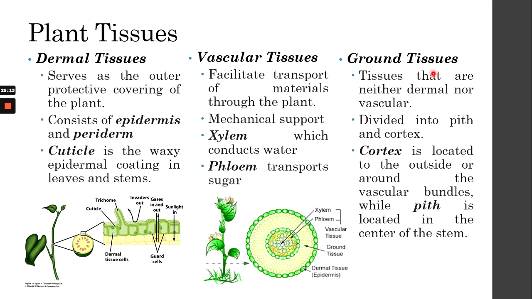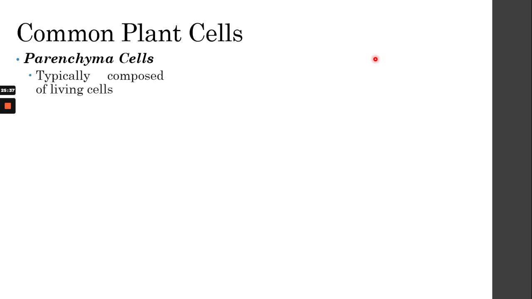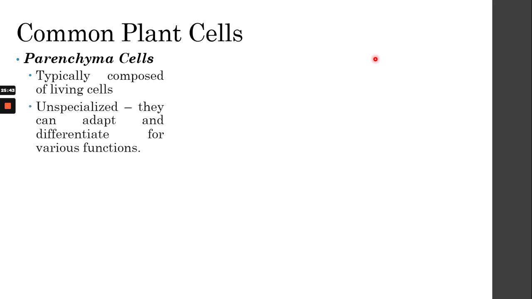Now let's go on to discussing the various cells that we may find in the dermal, vascular, and ground tissues. These tissues are composed of various cells, and the cells that you may find in them include the following common plant cells. Number one are parenchyma cells. Parenchyma cells are the living cells of the plant. One important part of parenchyma cells is that they are unspecialized, meaning they can adapt and differentiate for various functions of the plant.